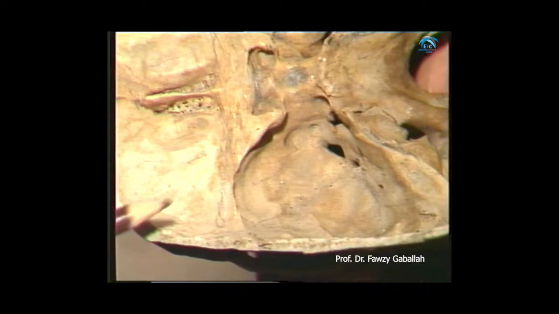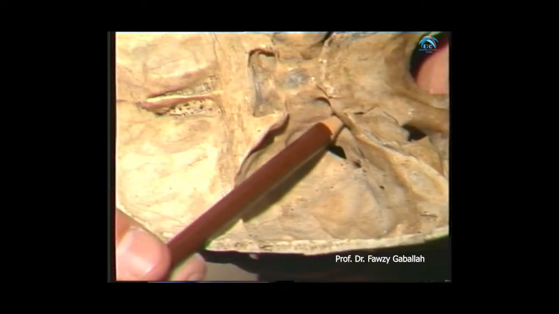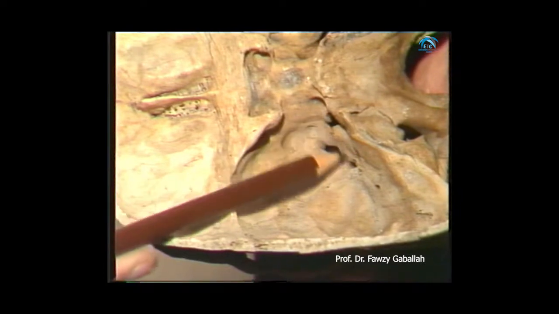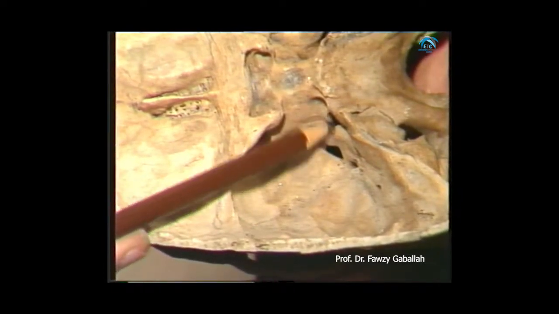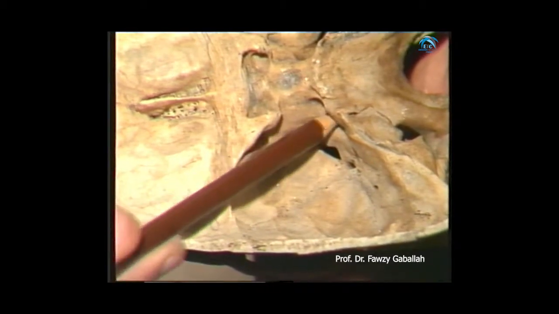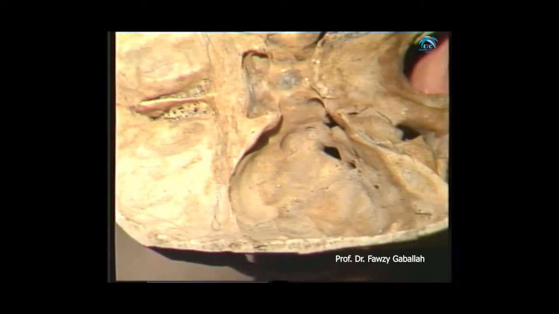The foramen lacerum is located between the petrous temporal and the sphenoid bone. The carotid canal, which transmits the internal carotid artery, passes through the petrous temporal and ends at the foramen lacerum. The internal carotid passes over the floor of the foramen lacerum, which is filled with cartilage.